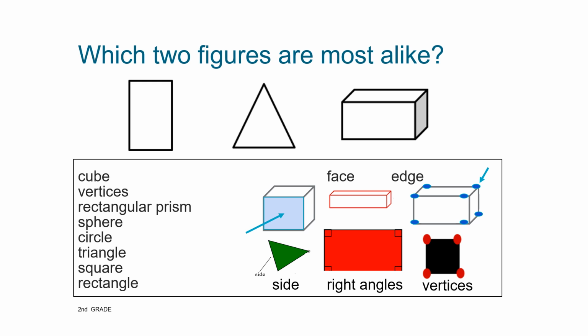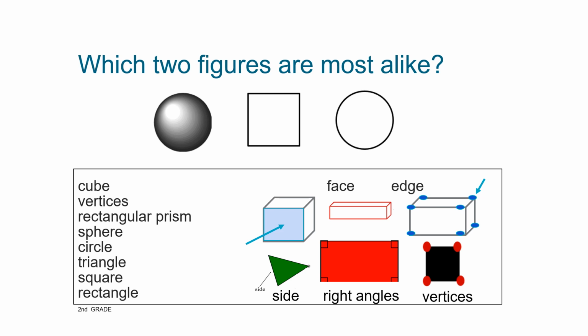How did you do using your math vocabulary? We're going to try another one. Here are 3 new figures. Choose 2 figures that are most alike and use the word bank at the bottom to help you explain your choice. You may also want to draw pictures or write words on your paper to help you explain your thinking. I'll give you some time to think and to explain your choice out loud. So go ahead, choose. Which 2 figures are most alike? Tell me why you think they are alike.